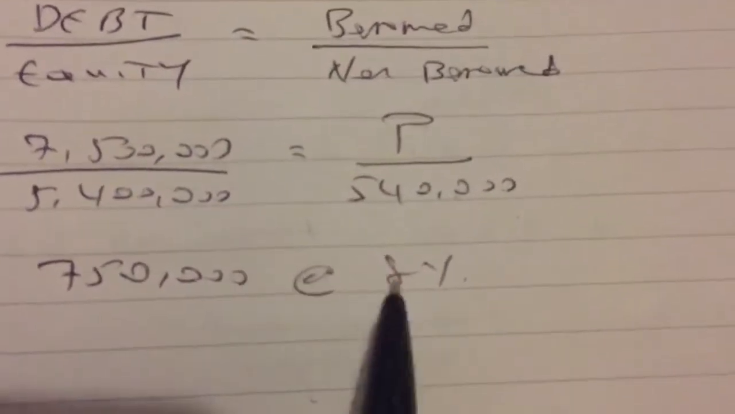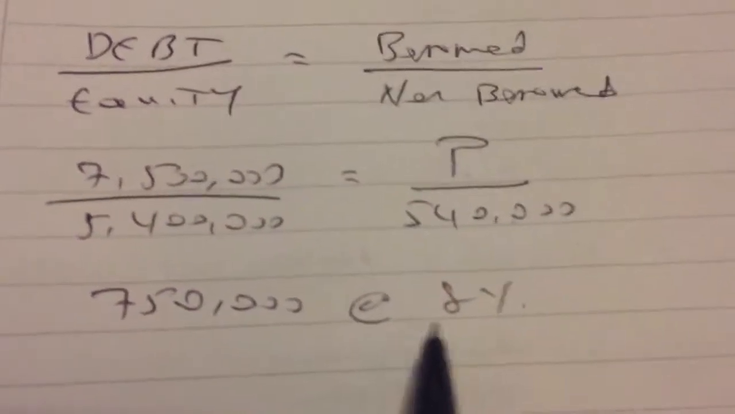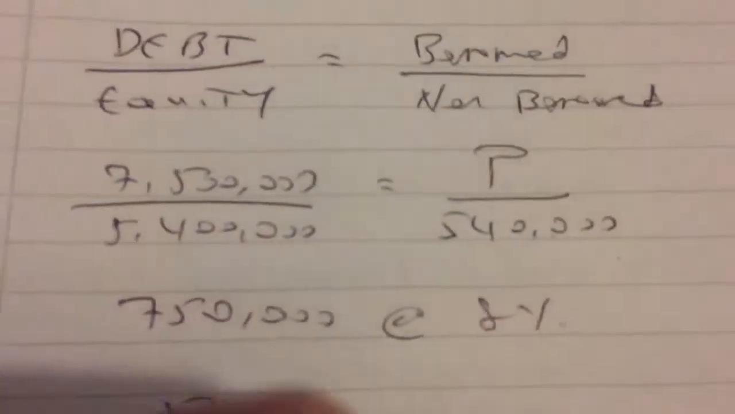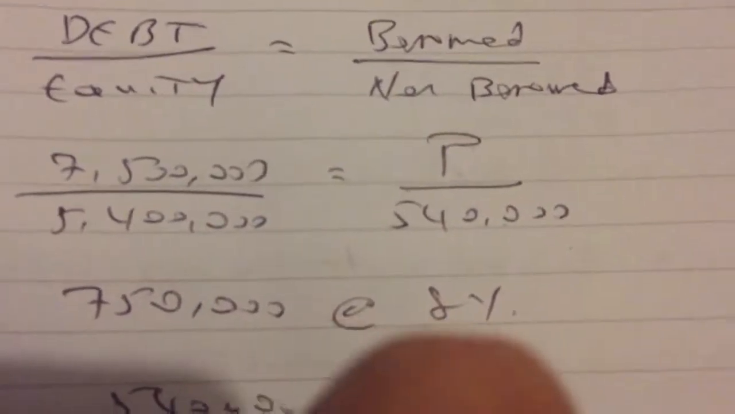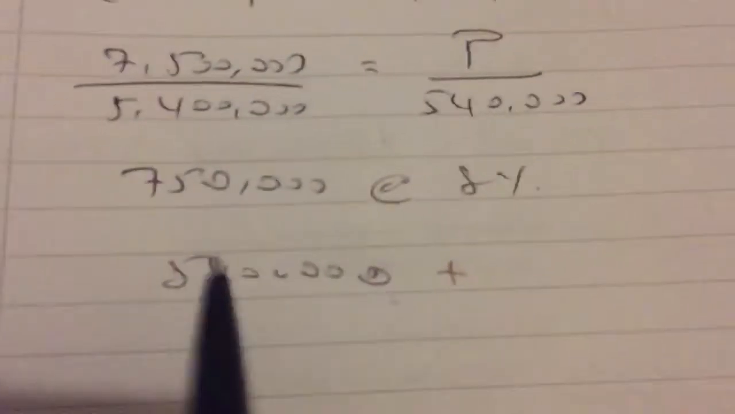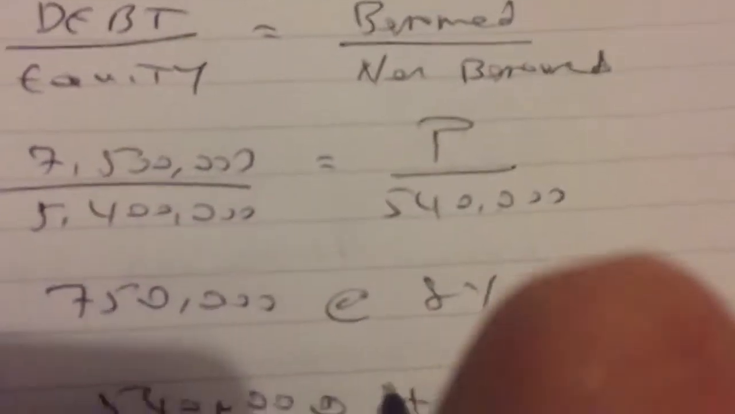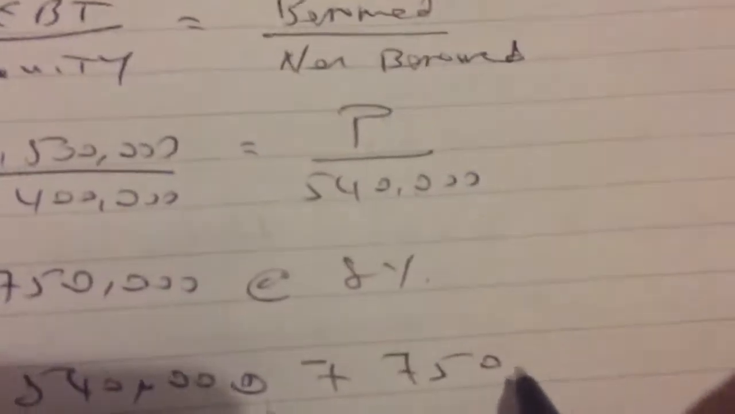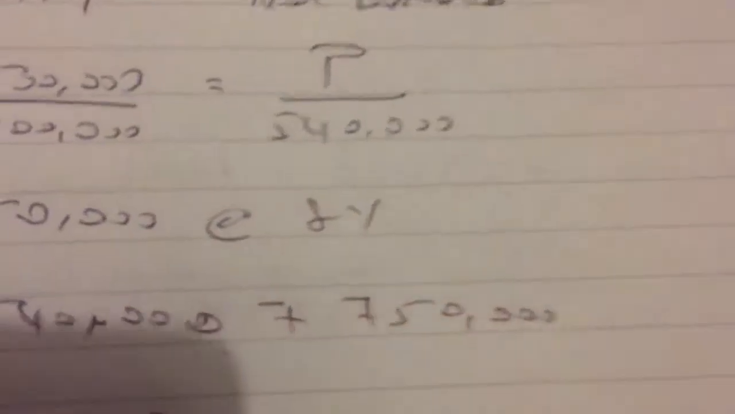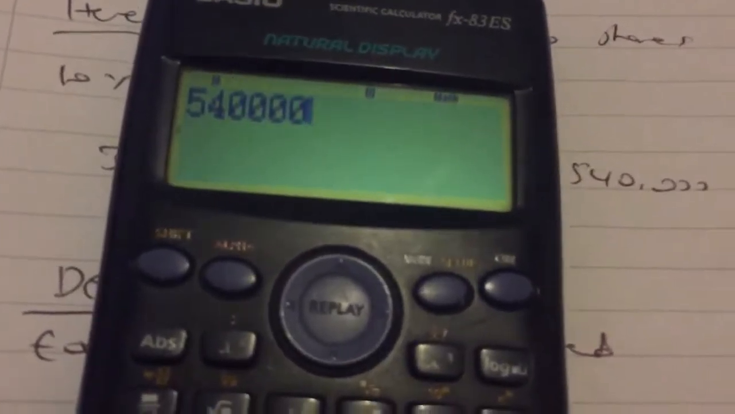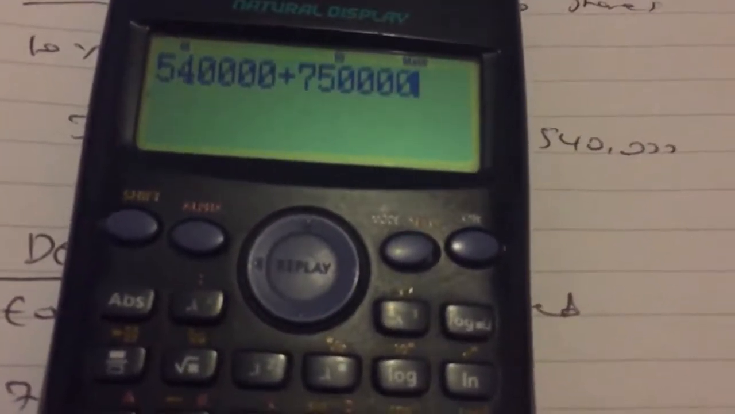So he's borrowing 750,000 at 8%. He's got 540k because he sold his shares, and he's also got 750,000 that he's borrowed. So his total amount of money available is 540,000 plus 750k, which equals 1,290,000.